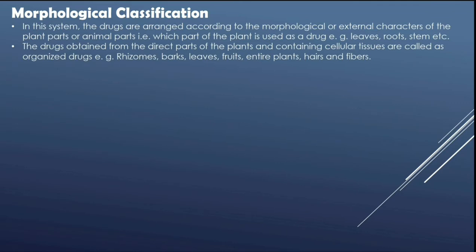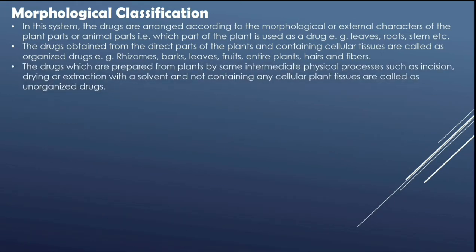The drugs obtained from the direct parts of the plants and containing cellular tissues are called organized drugs. For example, rhizomes, barks, leaves, fruits, entire plants, hairs and fibers. The drugs which are prepared from plants by some intermediate physical processes such as incision, drying or extraction with a solvent and not containing any cellular plant tissues are called unorganized drugs. This morphological classification is based on these two types of drugs, that is organized drugs and unorganized drugs.